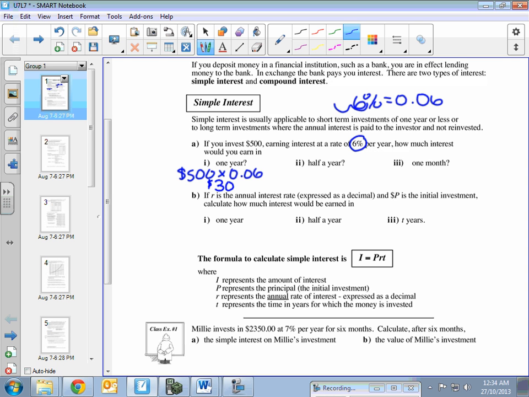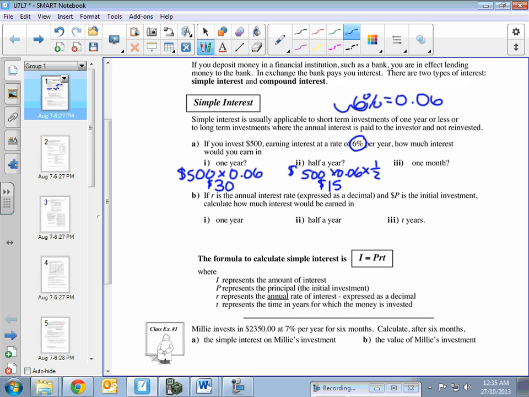In half a year, you would just either divide by 2 or multiply by 1/2. So be it 500 times 0.06 times 1/2. I know that 500 times 0.06 is equal to 30. We just did that in part 1. I know that 1/2 of 30 is 15. So I know that in half a year, I will earn $15.